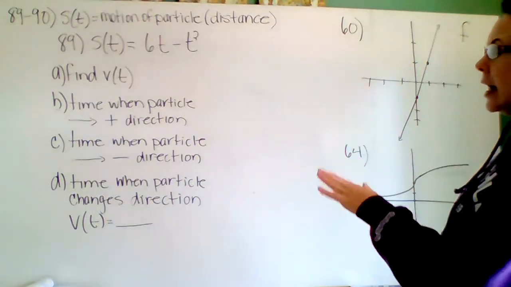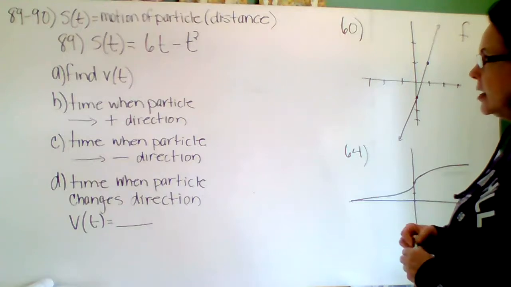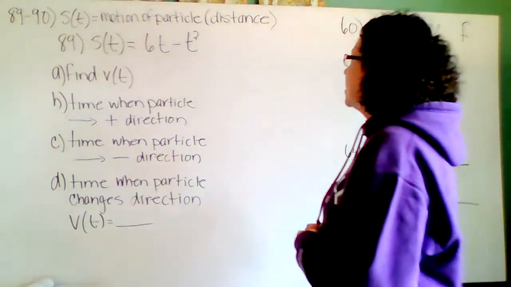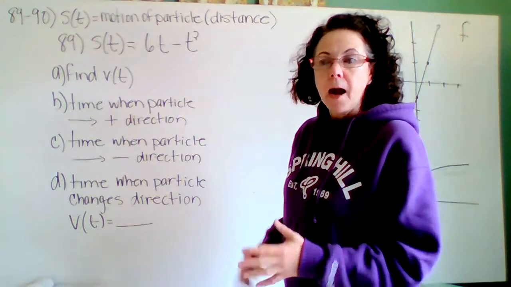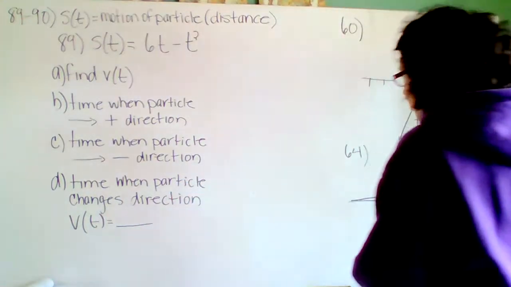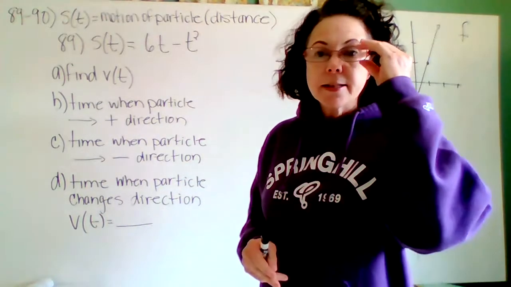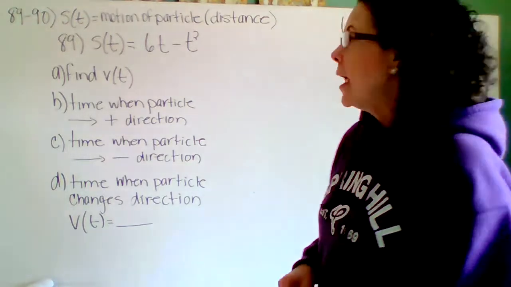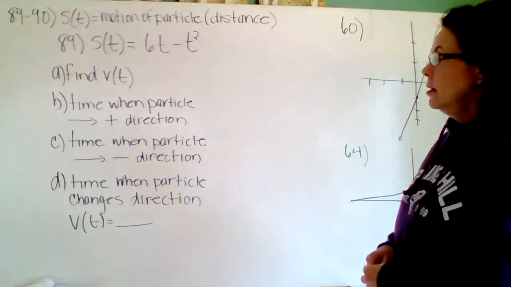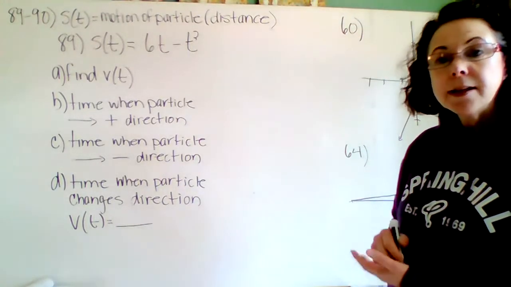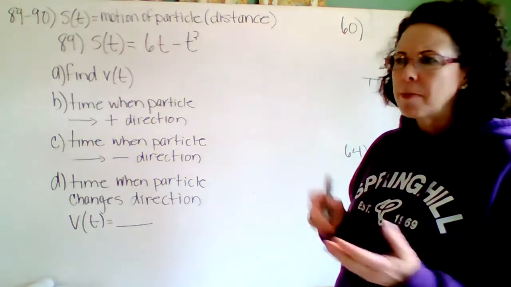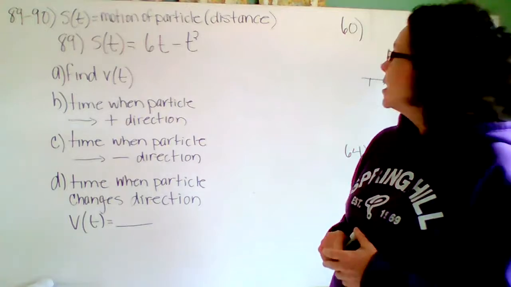So for 89 and 90, it says S of t is the motion of a particle. They have particles a lot on the AP exam, meaning it's its distance from the origin. So if a particle is moving to the right, that would be considered a positive velocity. And if the particle is moving to the left of the origin as time goes by, then that would be considered a negative velocity. And they're asking us questions. So again, you'll see particle, they talk about particles 3 or 4 times on the exam.